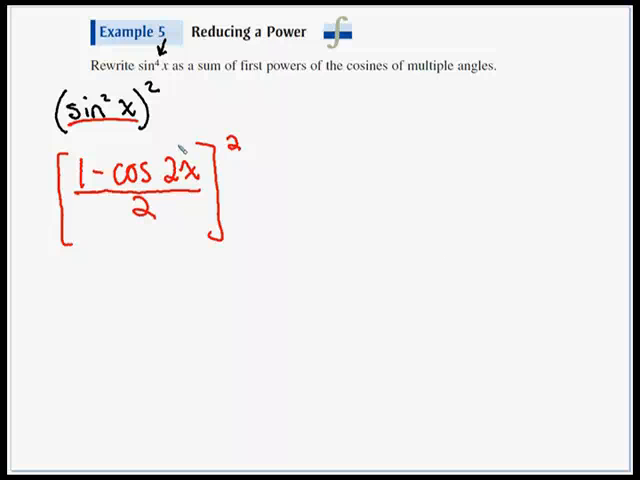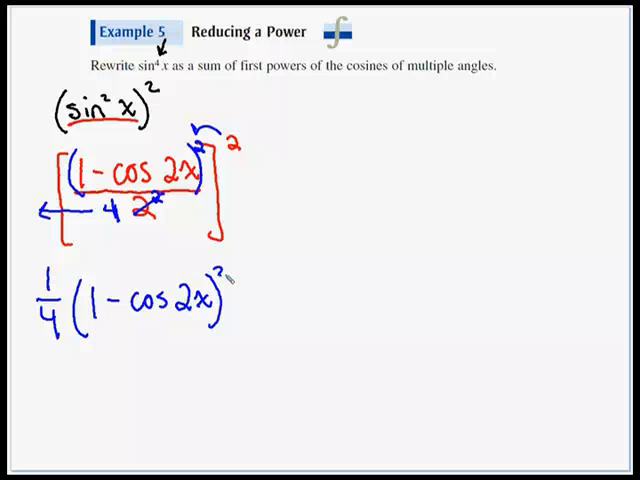To simplify this a little bit, we're going to distribute this squared. I'm going to distribute it outside of these parentheses, so that is a quantity squared. That 2 is also going to be distributed down here to the denominator. And when it's down here in the denominator, that 2 squared is a 4. And since it's in the denominator, we can drag that fraction out front, and it's going to come out as a 1/4. And then we have our 1 minus the cos of 2x quantity squared.